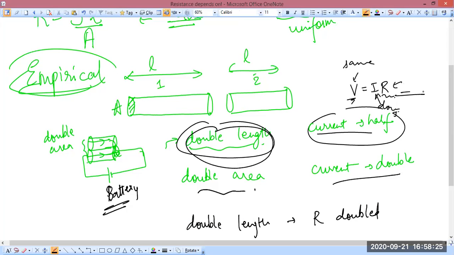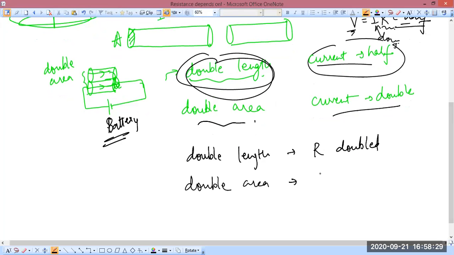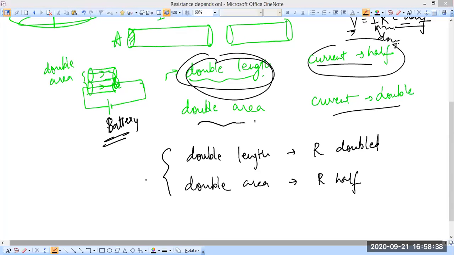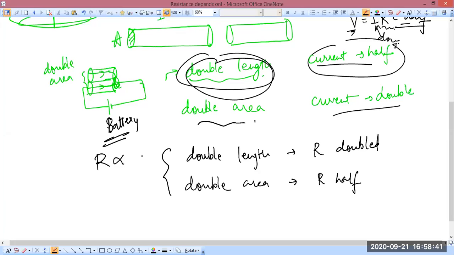I hope that makes sense. If resistance is half when area is double, both these properties together tell us as follows. This one tells you that R is proportional to length. If you double the length, R is double. And this one tells you that if you double the area, R is half. So this is what we get. Is that absolutely clear?